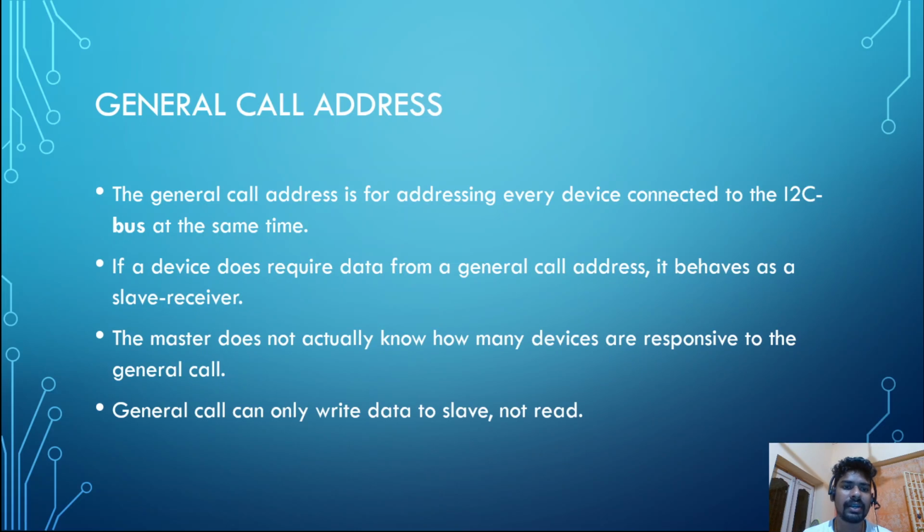Now, the general call address. The general call address is common for all devices, and mainly address 0 is used as the general call address. Suppose the master wants to communicate with all devices or all slaves at the same time, then the general call address will be used. It is only used for writing data to all slaves. It can't read data from the different slaves, because if different slaves are trying to write different data, it will be corrupted.